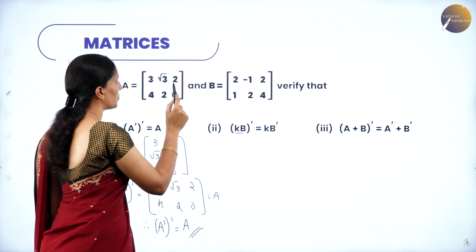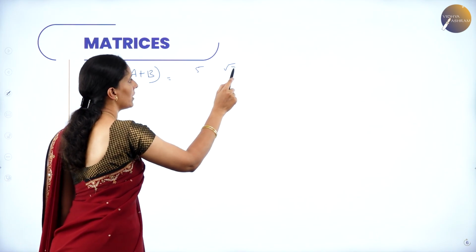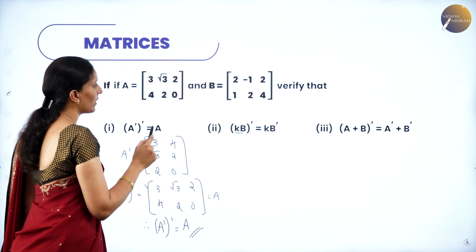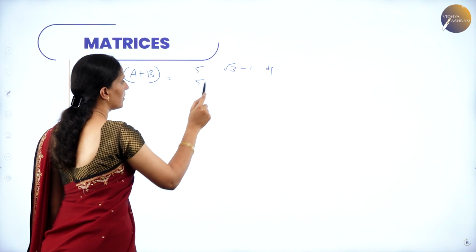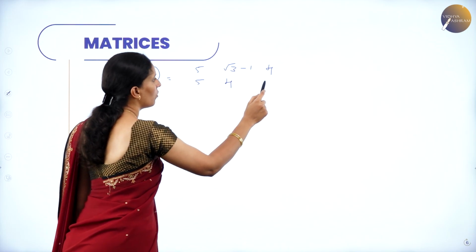So 3 plus 2 is 5. Next, root 3 minus 1. Next, 2 plus 2, 4. Next we have 4 plus 1, 5. Next we have 2 plus 2, 4. Next, 0 plus 4, 4.